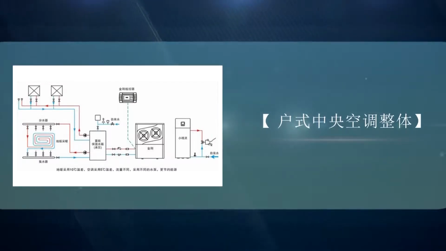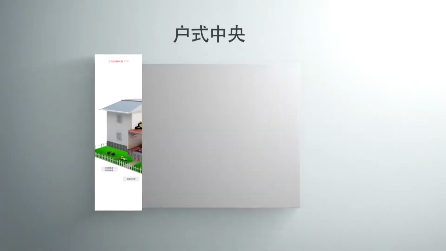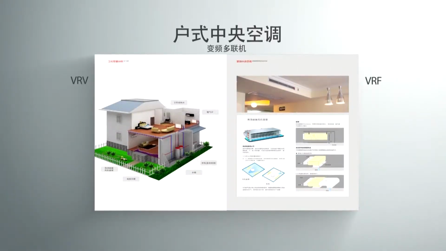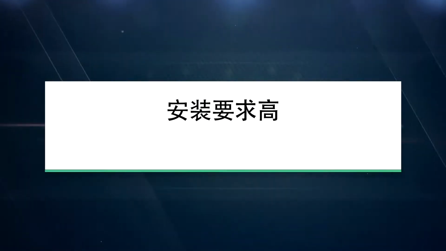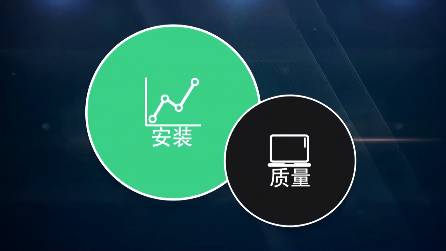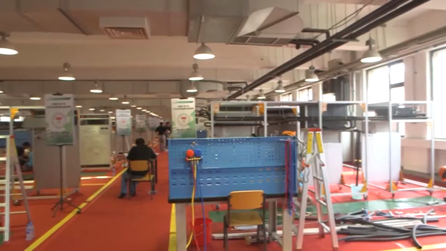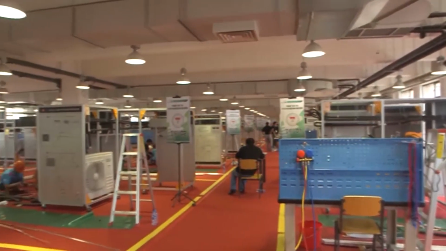Household Central Air Conditioning Unit. Household central air conditioning is also called frequency conversion, also known as VRV or VRF. Its technology is relatively complex, including DC speed regulation, automotive control, environmental refrigeration technology, and so on. It requires very high installation requirements. 3-point quality, 7-point installation. In the installation market, the quality of the installation personnel is uneven.